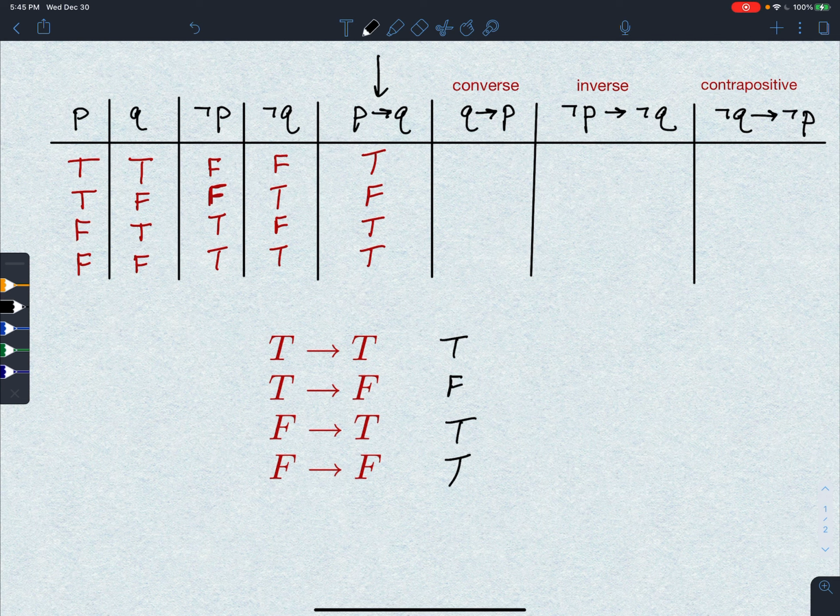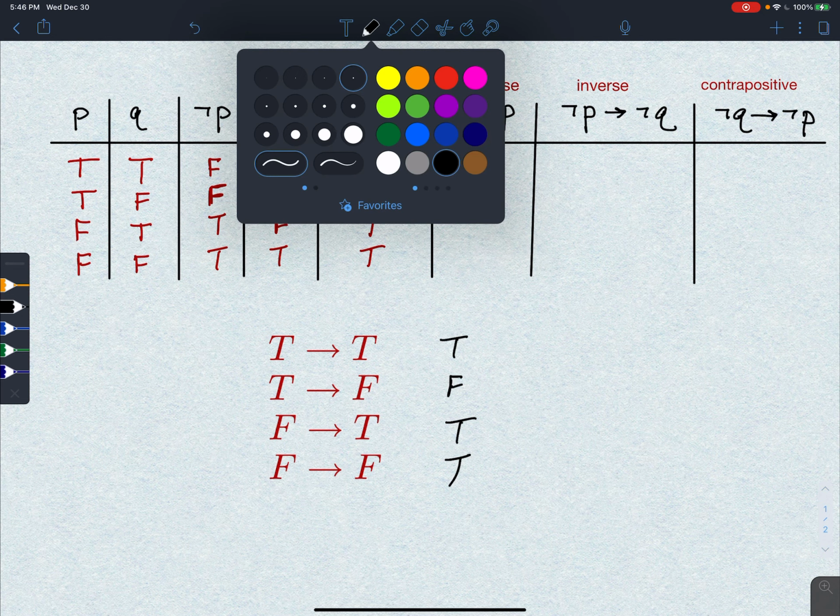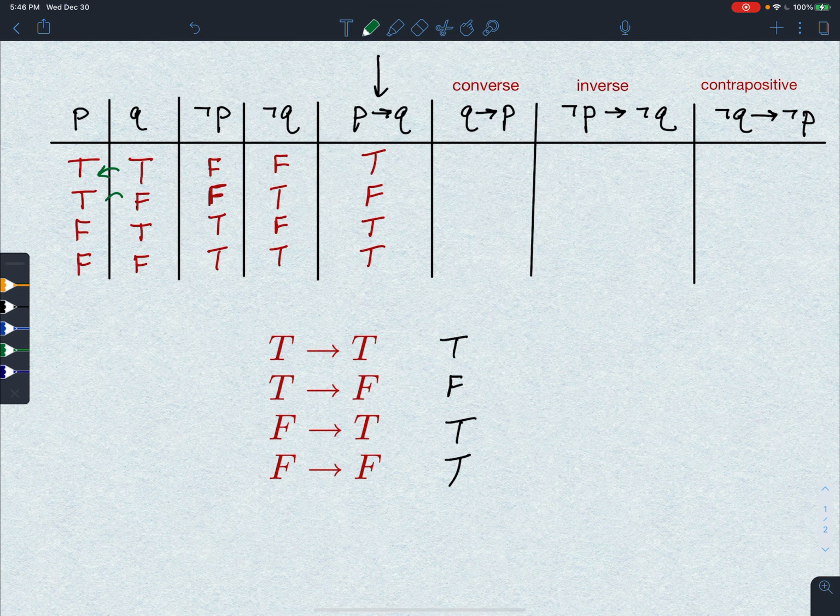So again, looking at this, if there's true on the left and true on the right, it's true. True on the left, false on the right, it's false. So looking at the converse, Q implies P, I'm basically taking this first column, and I'm going to pick a different color here. I'll pick green. That means I'm looking at everything this way. So true implies true is still true. False implies true is still true. True implies false is still false. And false implies false is still true. So you notice that the truth table is similar to the conditional, but not quite the same. That means these are not equivalent statements, which we'll talk about in a moment.